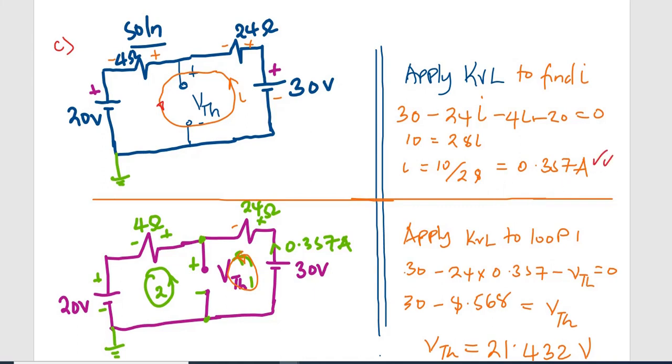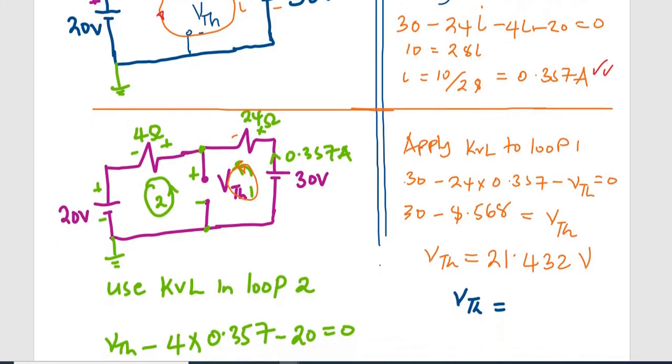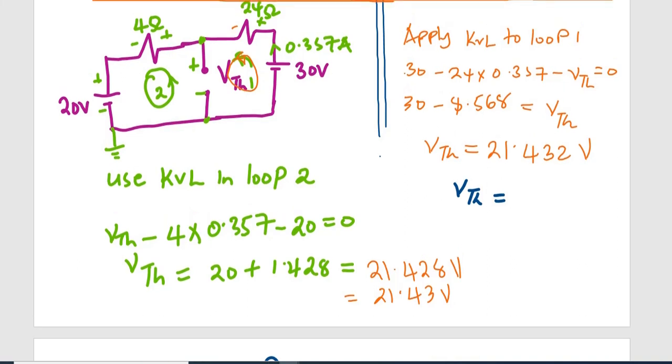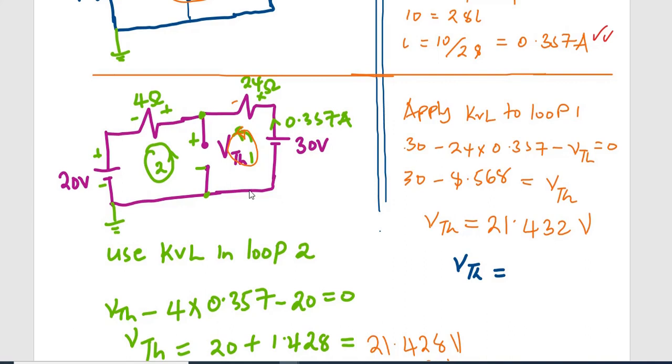So having gotten the current flowing at that open circuit, I mean flowing when that resistor is removed, let us now substitute it with VTH. So this VTH is Thevenin's voltage, and we are going to consider loops such that we have loop 1 and loop 2. So using KVL, we apply it to loop 1. This will mean our current is flowing at 0.357. So it will be 30. Again, this is a plus, this is minus. This is a plus, this is minus.